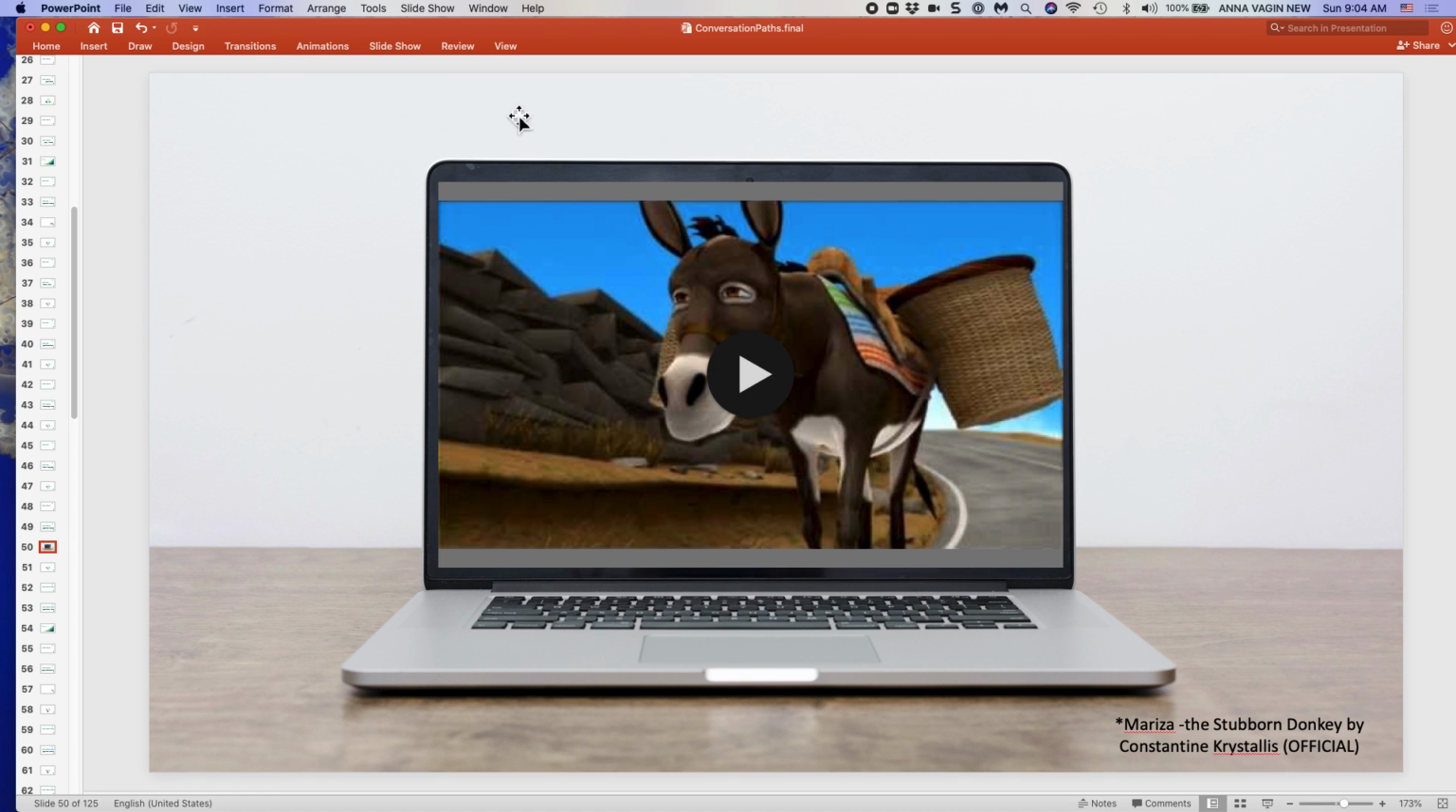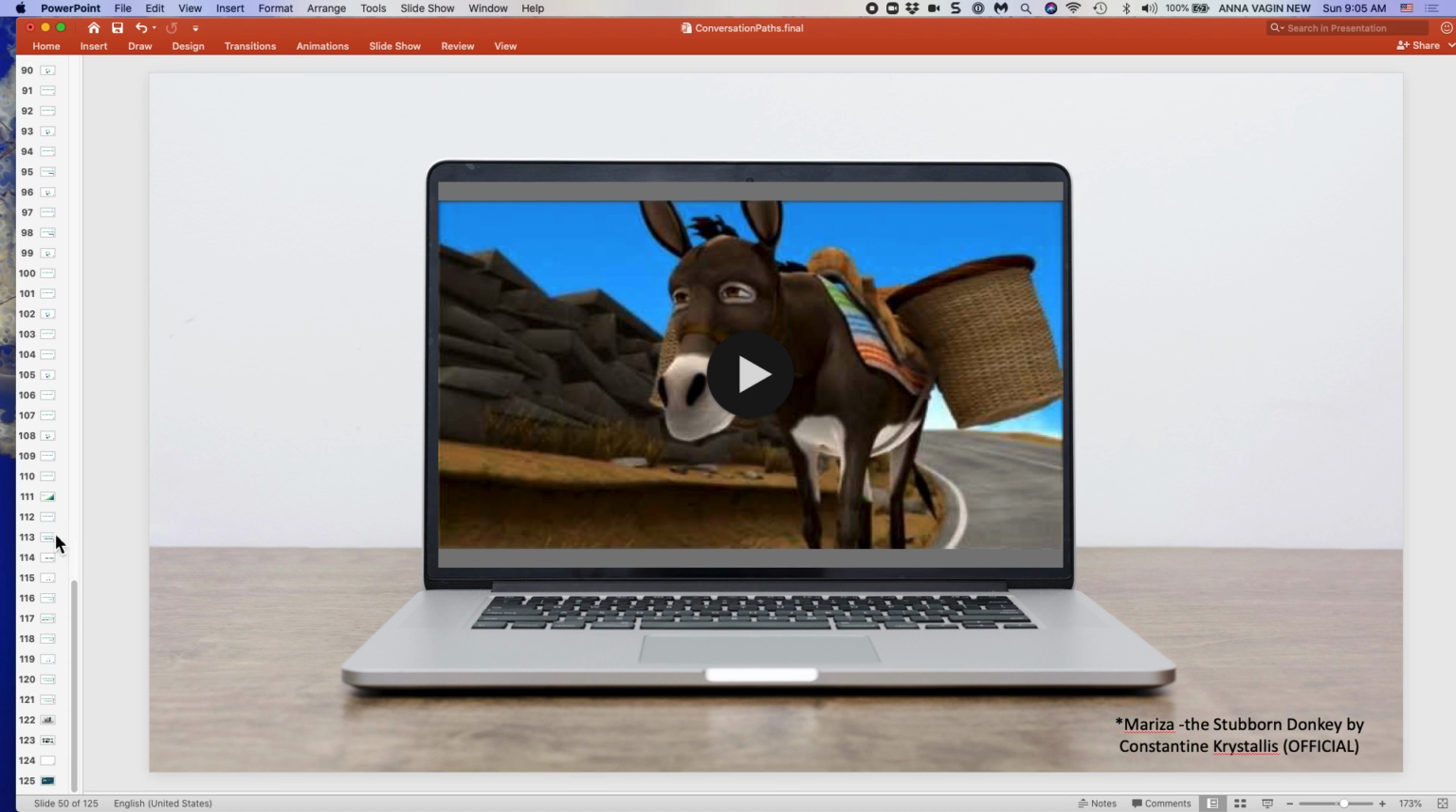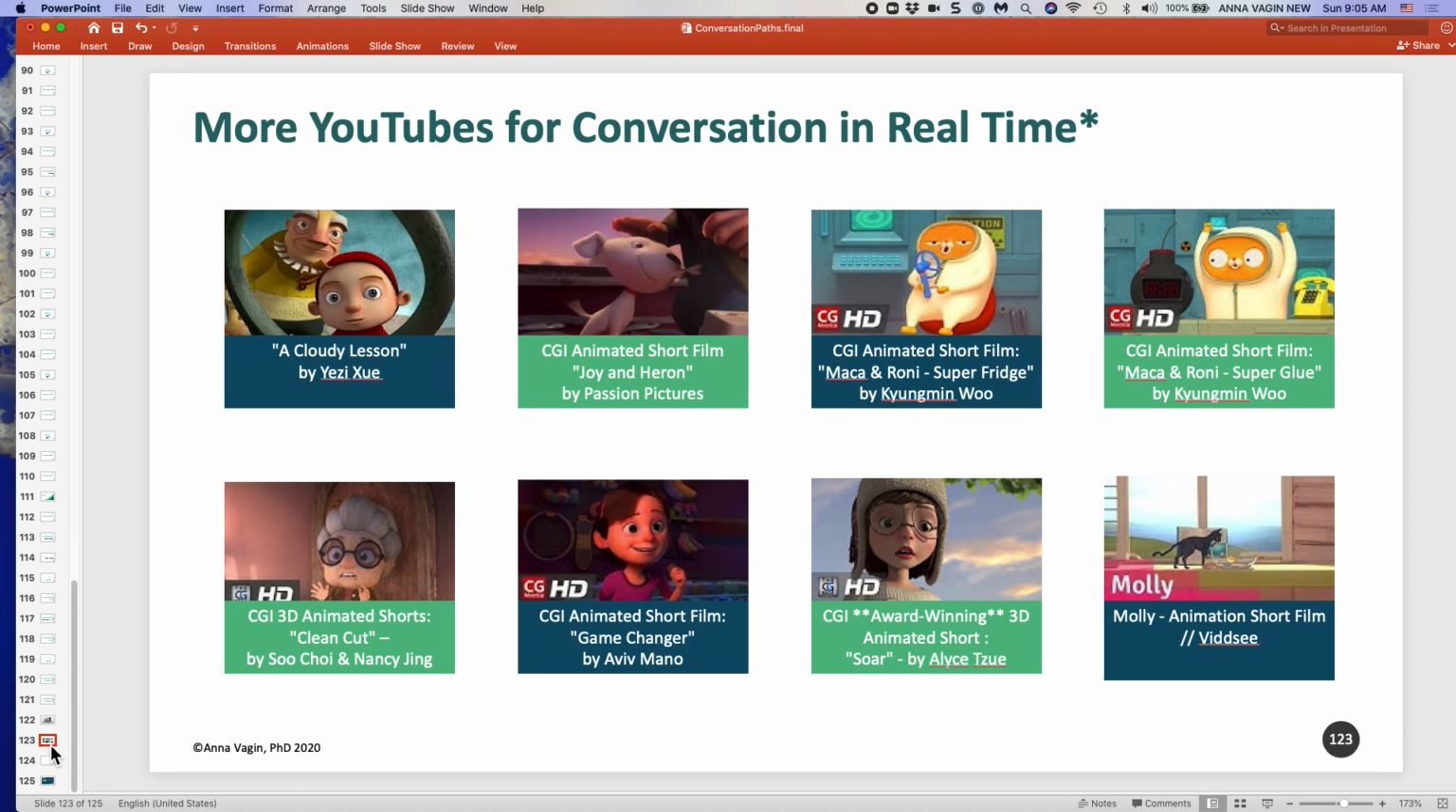Here's an example of what that screen looks like. This is Marissa the Stubborn Donkey. You can assign students a character to do the voiceover for, or you can always just do it as a group. It tends to be a lot of fun. Conversation Paths also includes some more YouTube suggestions for practicing conversation in real time.